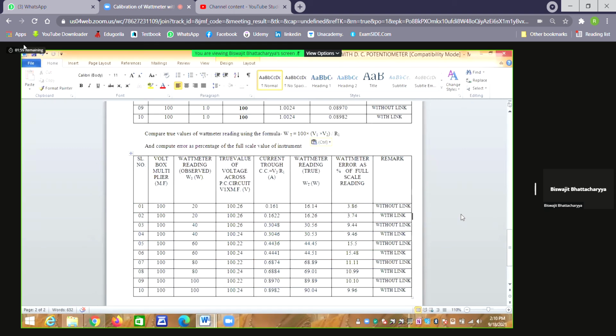It is the table you have not done in the laboratory. You are supposed to do it at your home, so you are doing it later. That will come in the experimental report.